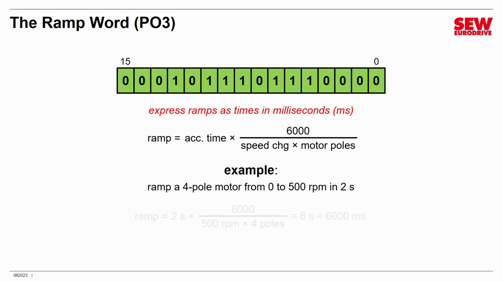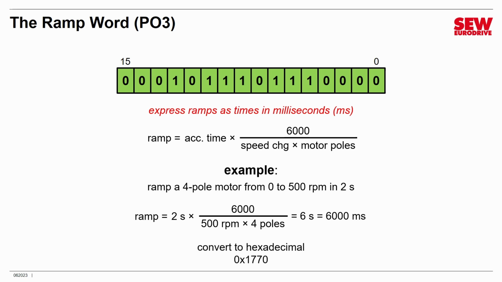We would plug it into the formula. We'd take 2 seconds times 6,000 divided by 500 RPM times 4 poles. That would give us a time of 6 seconds. Multiply that by 1,000, and that's 6,000 milliseconds. Then we convert that number to hexadecimal, and it is 1770. And that would give us a ramp time of 2 seconds for a 500 RPM speed change.